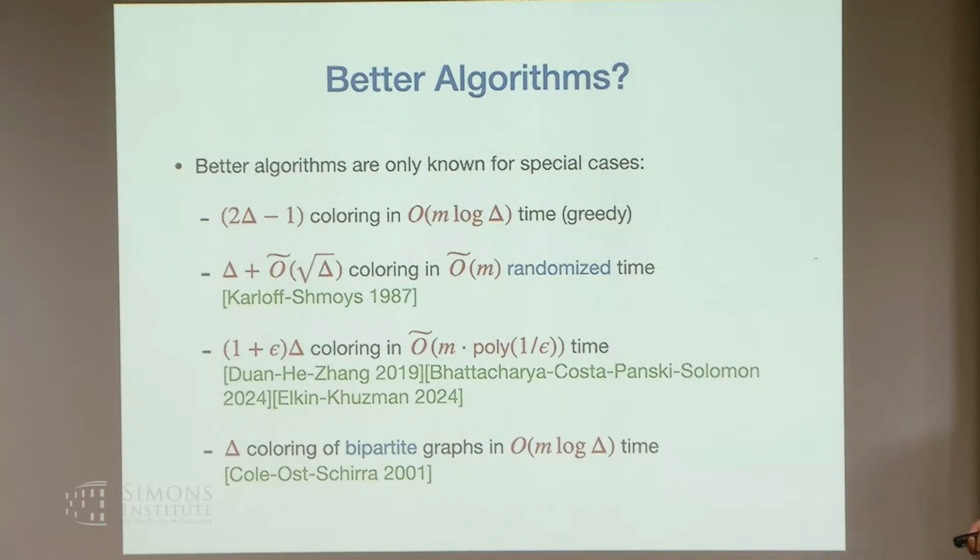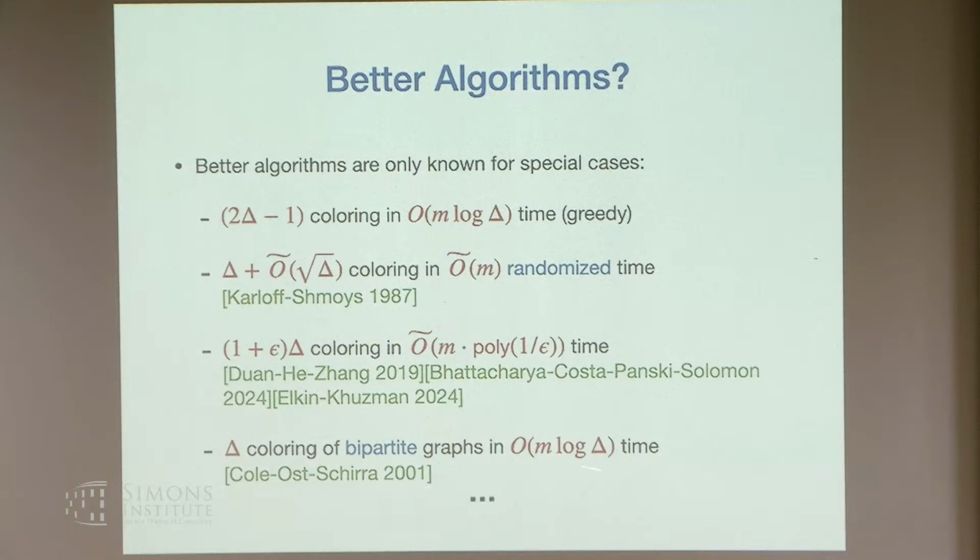Something that is relevant to our talk, actually people figured out that you can delta color bipartite graphs. So bipartite graphs always admit a delta coloring. You can find the delta coloring in m log delta time. And there's a very, very simple algorithm that does this when delta is a power of 2. That's a very good exercise to solve. When delta is not a power of 2, it took quite a lot of effort to get this algorithm.